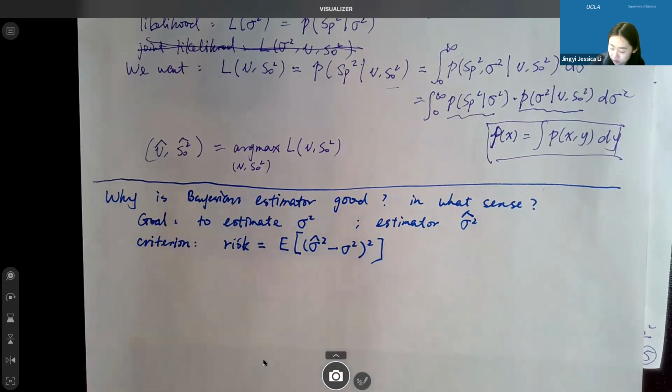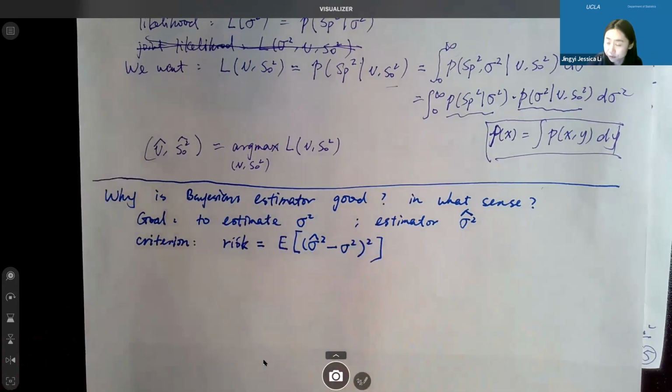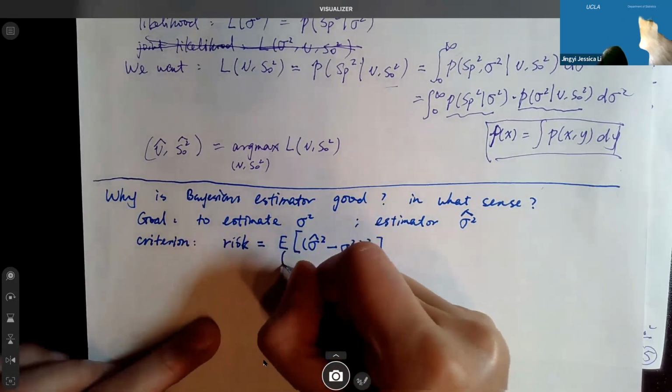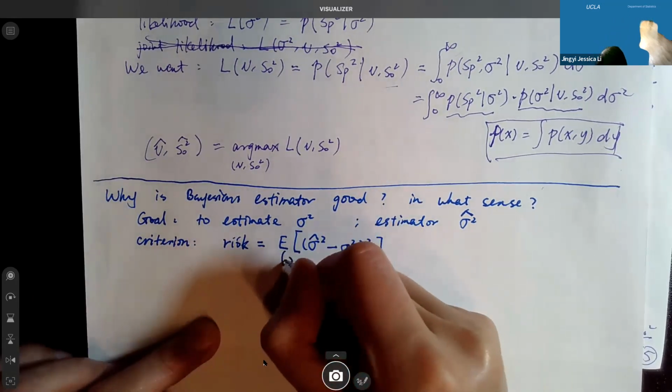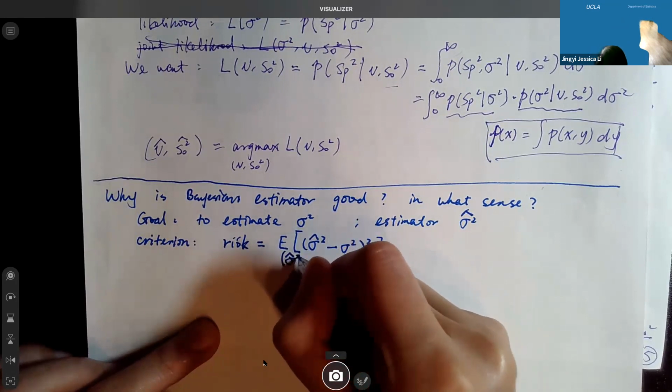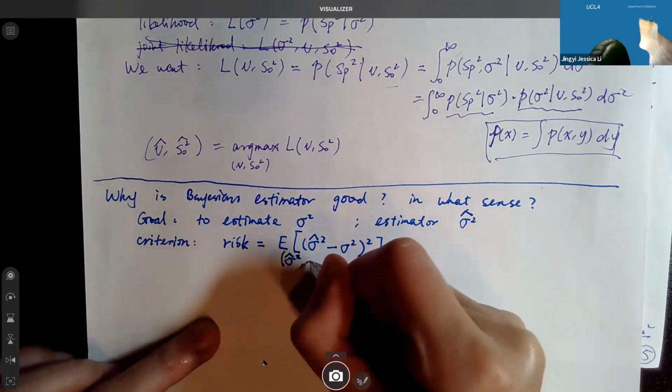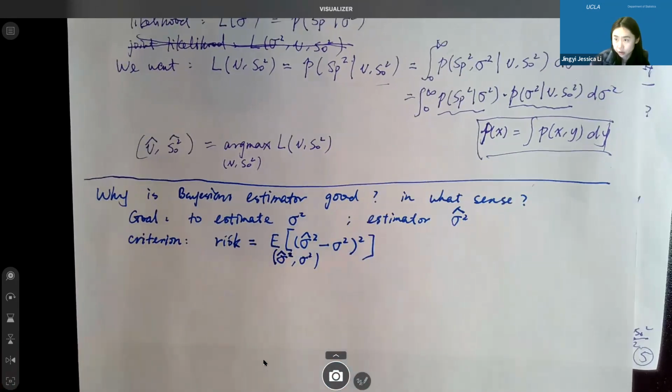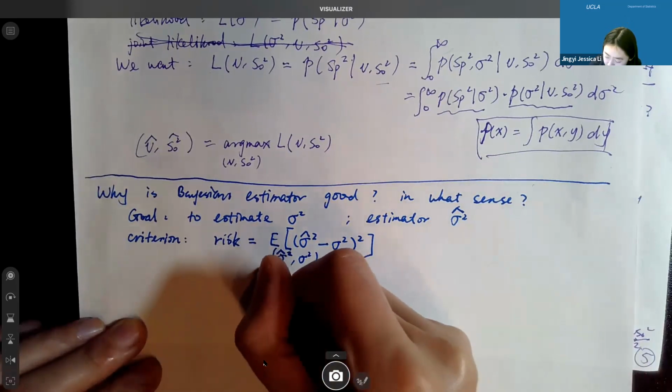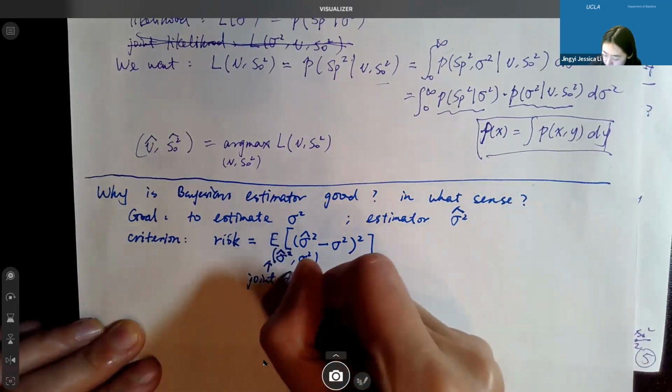So here, because we're under the Bayesian framework, the parameter is random. It follows a prior distribution. The data is also random. It follows the distribution given the parameter value. So here, the expectation is with respect to both. You are considering both sigma hat square as random and also sigma square. In other words, you are taking the joint distribution of these two.